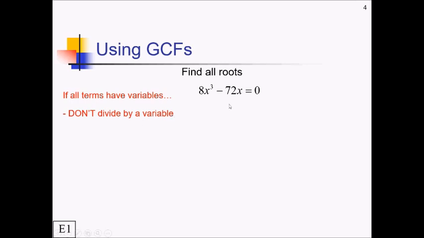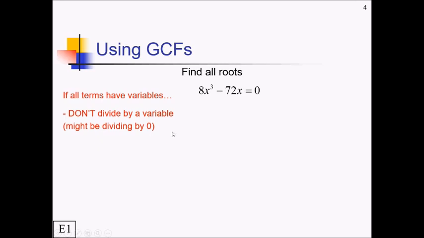It's tempting, right? Just to divide by an x and have 8x squared minus 72. But if you divide by x, you don't really know what you're dividing by. For all you know, you could be dividing by 0, which would be a huge no-no. So unless you can prove beyond any shadow of a doubt that x can't possibly be 0, you're not allowed to divide by a variable.